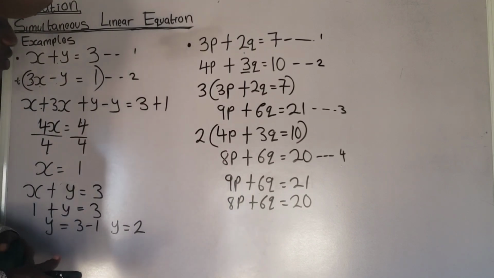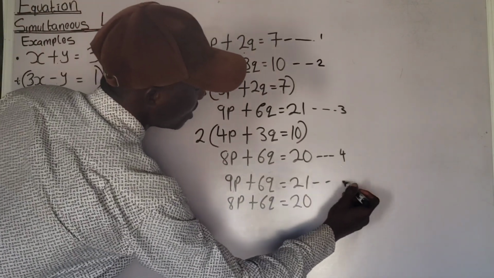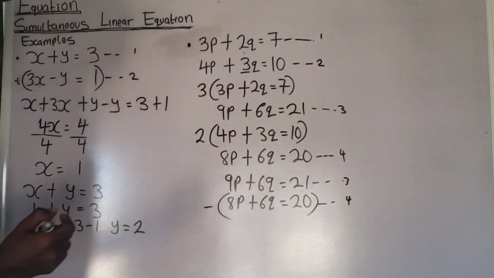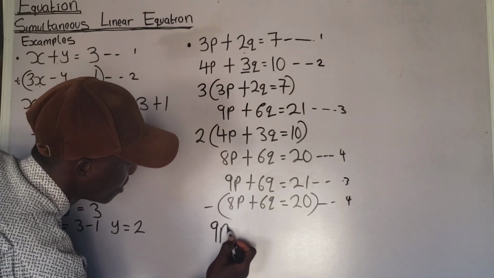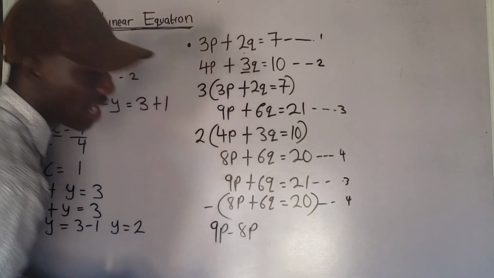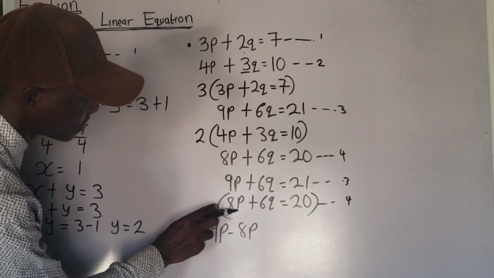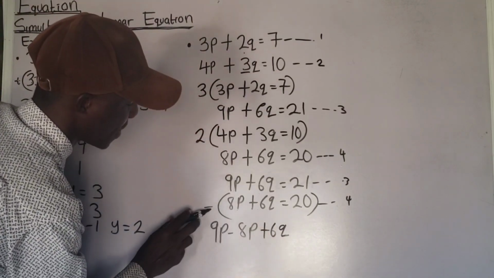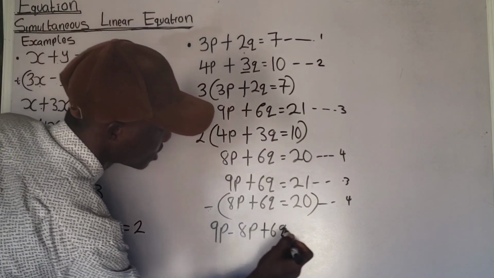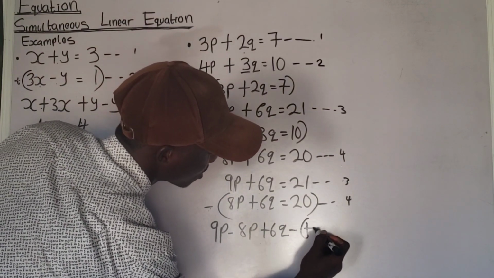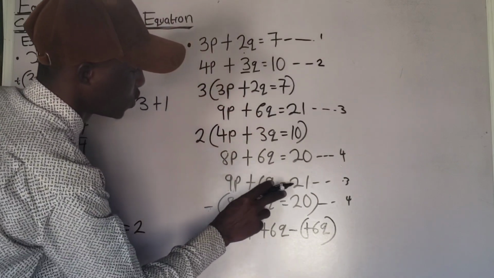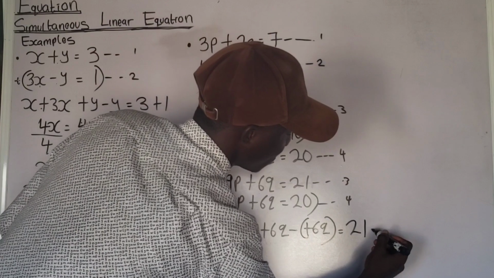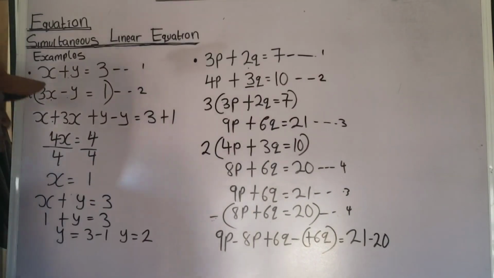So I'm going to have equation 3 minus equation 4. Are you paying attention? 9p minus 8p, plus 6q minus plus 6q, equals 21 minus 20.